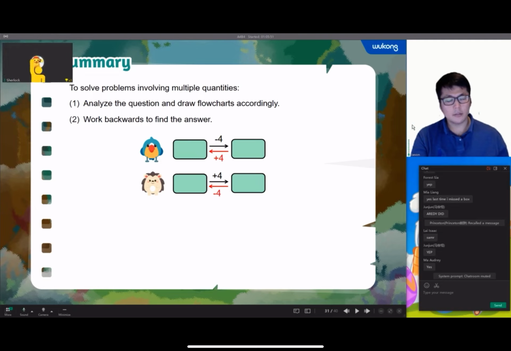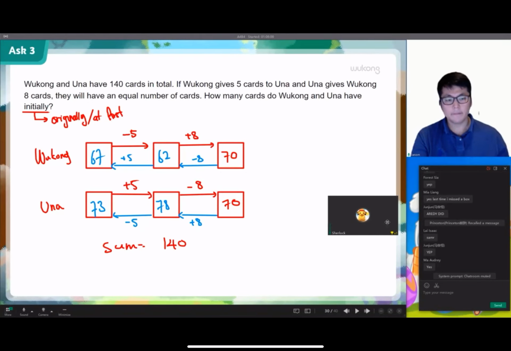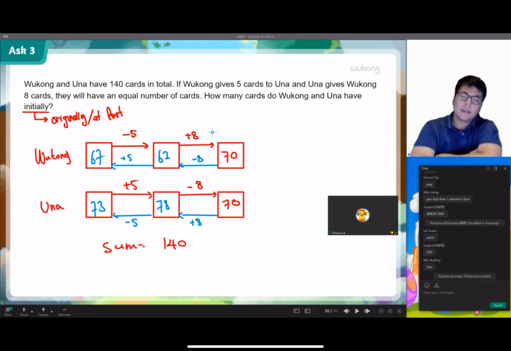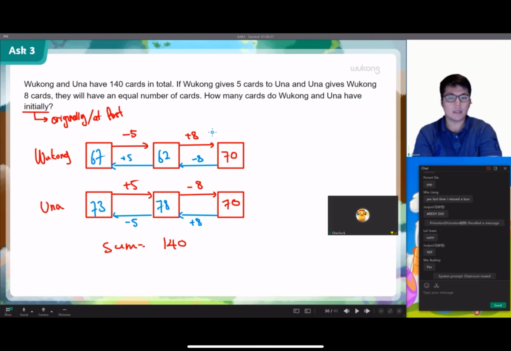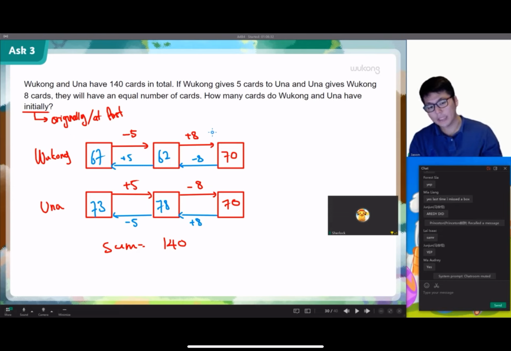And yes, Sherlock, do you have a question? Sir, you were saying that Una gave 8 cards and Wukong gave 5 cards. So can't Una just give 3 cards? You could think like that if you want, and that's not a bad technique. But if the question asks you to draw a flowchart, then you can't skip any steps, because flowchart means you need to show what happened every single time. But that could be a shortcut if you're just finding the answer, Sherlock.